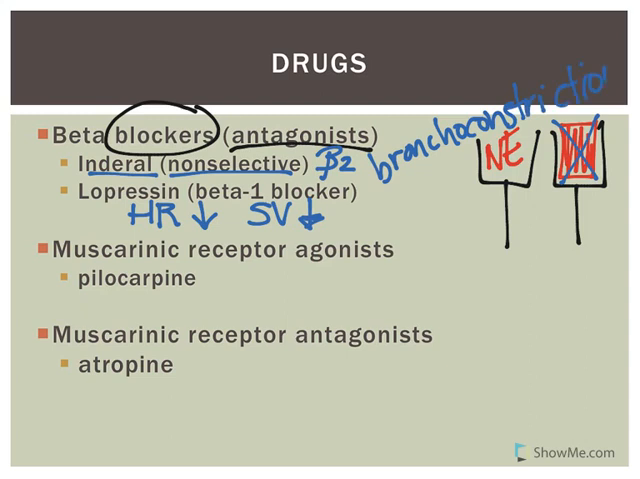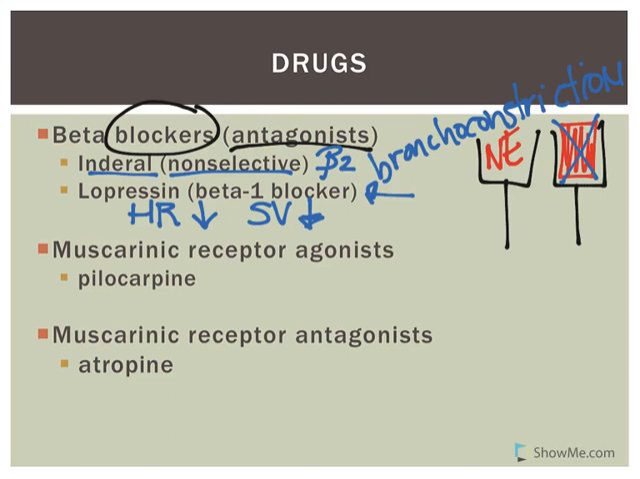Now, this can become an issue with people who have, say, asthma. They have issues to begin with. So if you have an asthmatic and they need to be taken a beta blocker, they're going to give them a specific one, the beta-1. They're not going to give them Inderal because that would cause more issues with them breathing. There is a difference in price. So if you can get away with doing Inderal, they're going to give it to you. But if you need Lopressor, they'll give it to you, but it costs a lot more. So what you'll notice is with the blocker, it has the opposite effect of what you expect.